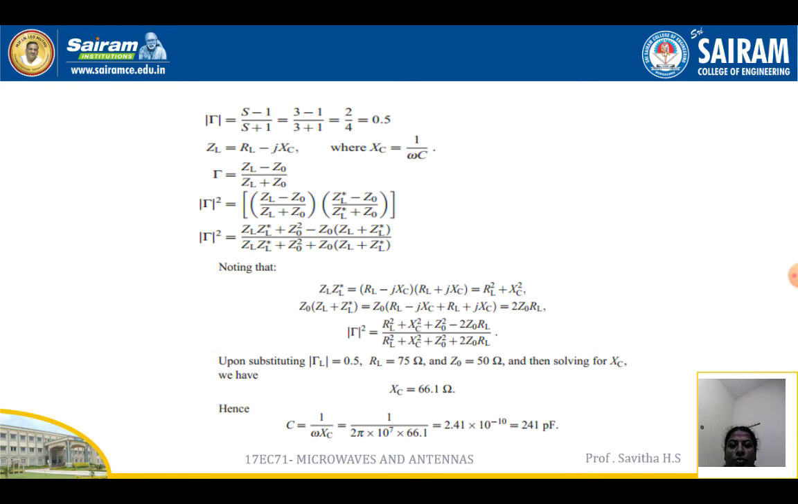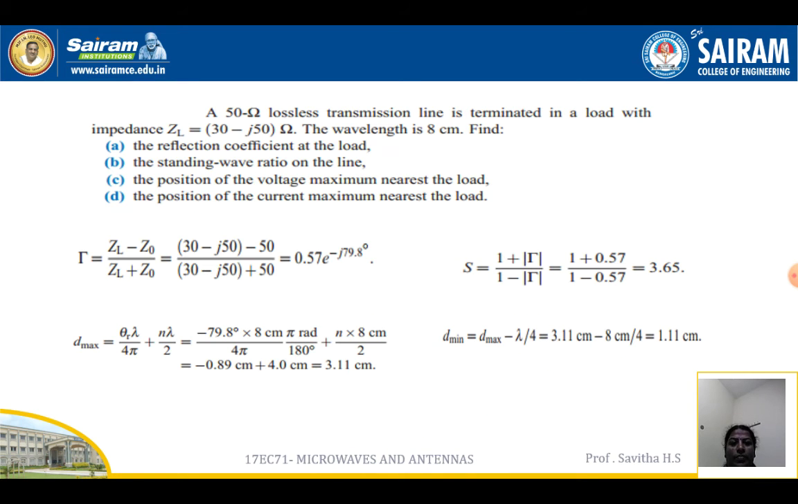After simplifying the equation, I will get XC is equal to 66.1 ohms. Hence C is equal to 1 by omega XC. After substituting the value of XC, I will get it as 241 picofarad.